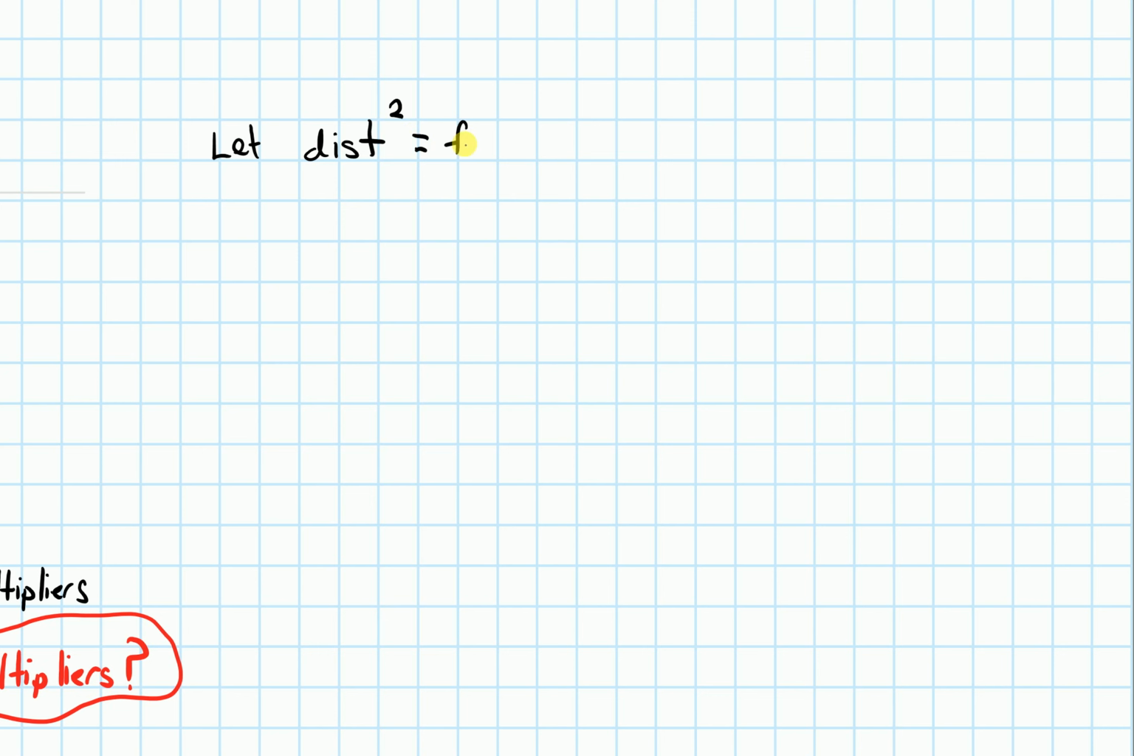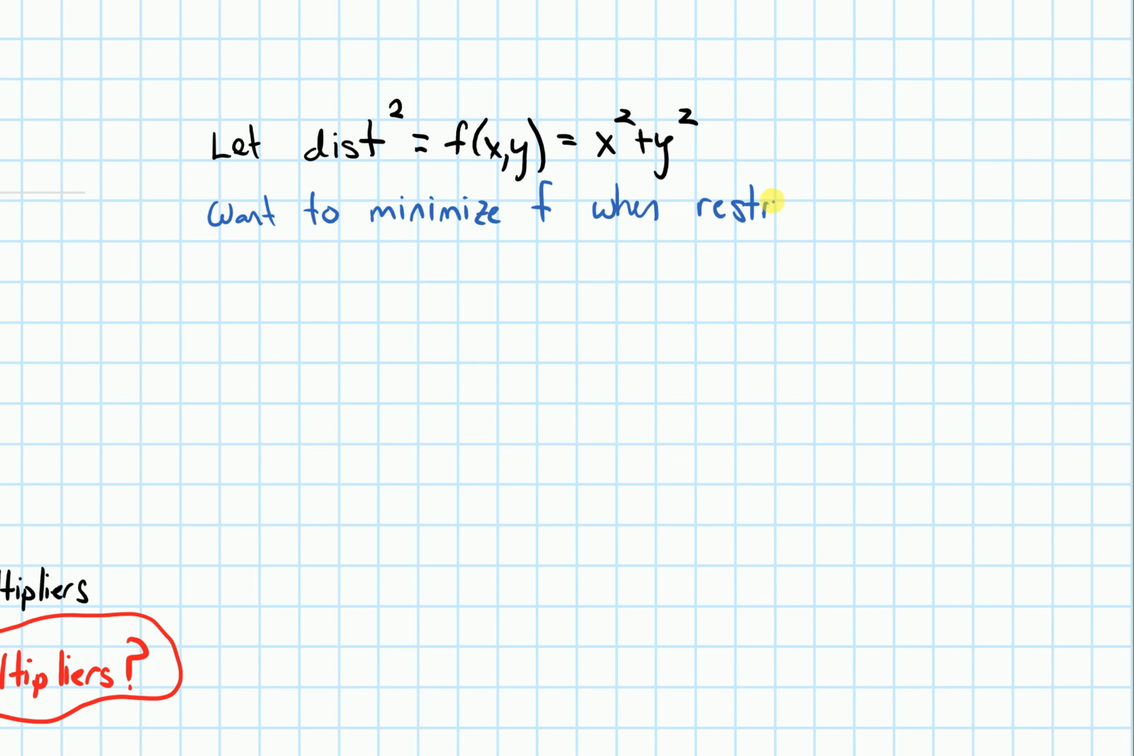I'm going to call this f of x comma y. It's a function of 2 variables. And the distance squared was x squared plus y squared. So I'm just going to assign a function name to it, called f of x comma y. And we want to minimize f when restricted or constrained, when restricted to the curve x squared y cubed equals 1.